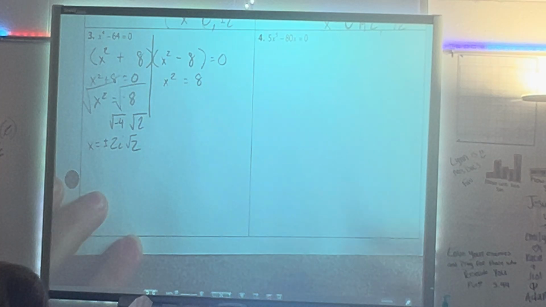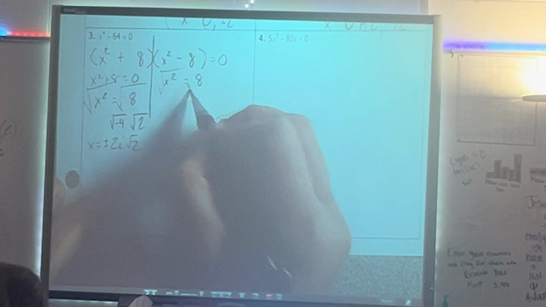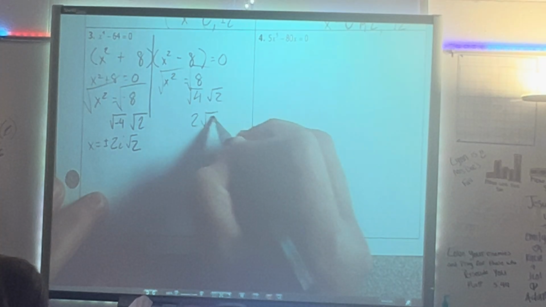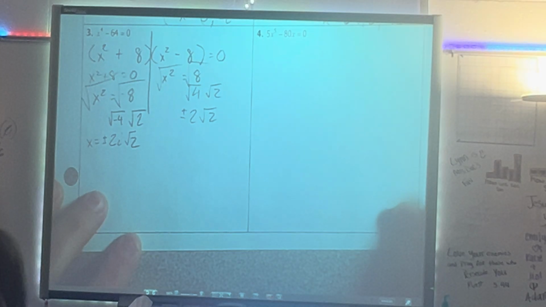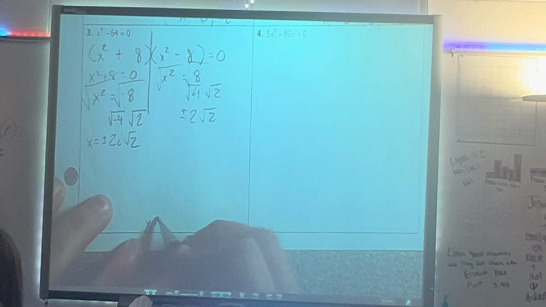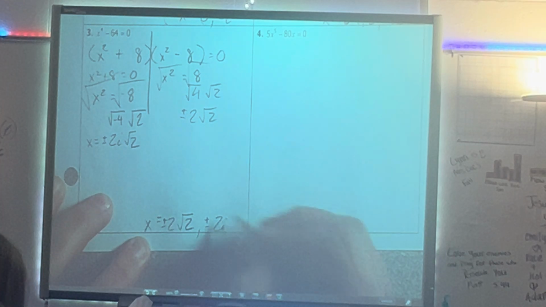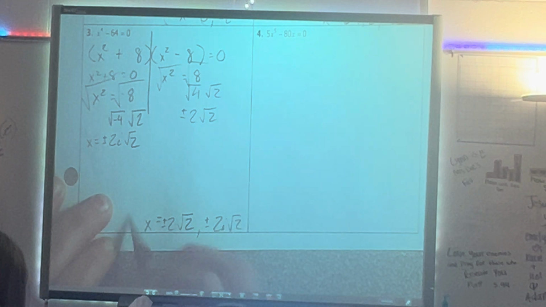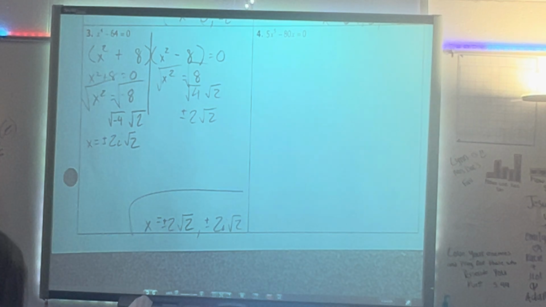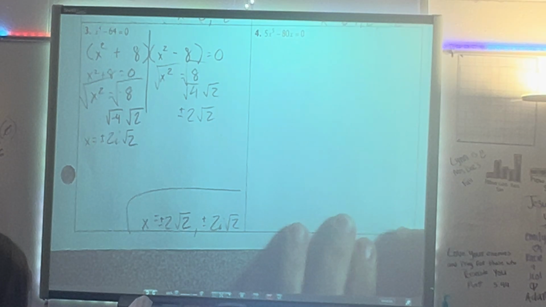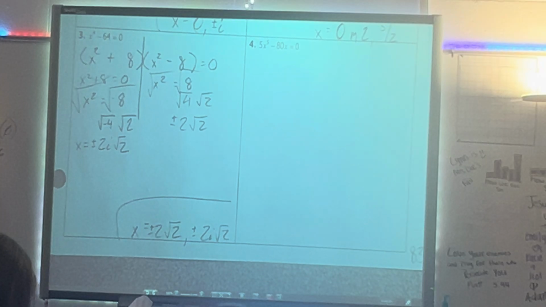2i squared root of 2. All right, this one, when I take the square root, it's the same stuff. It's just they're both positive. Y'all okay there? So I have x is equal to plus or minus 2 square root of 2 and plus or minus 2i square root of 2, which is a total of 4. Everybody okay there? Questions on that one? All right, what about number 4?